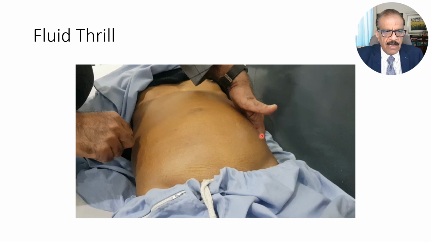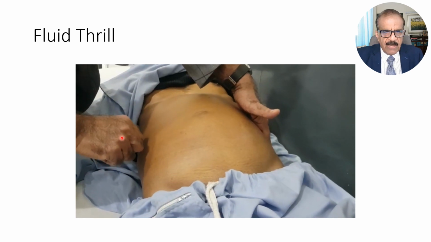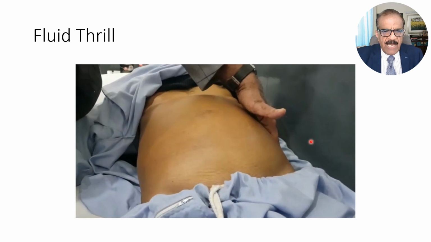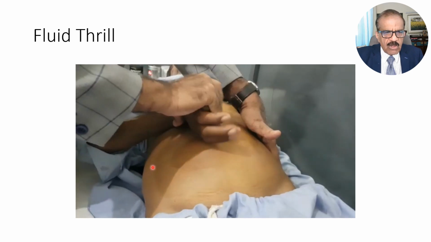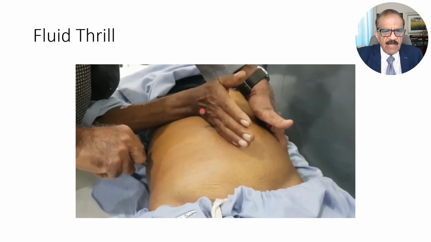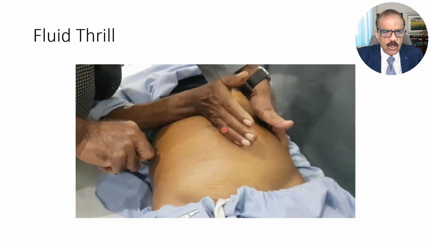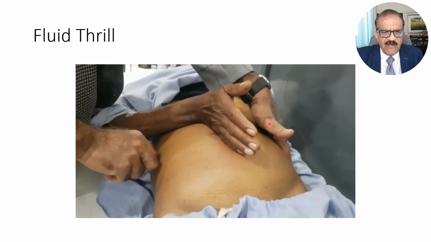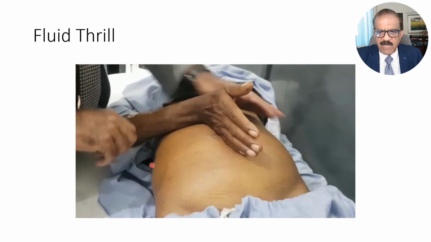You can feel the tap. And because the wave could transmit through the abdominal wall also, we will block this. We'll ask the patient to put his hand so that this wave doesn't go this way, and only if there is fluid present will you feel the wave. So in this case, fluid thrill was also positive.